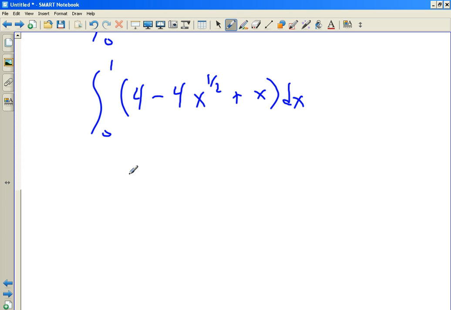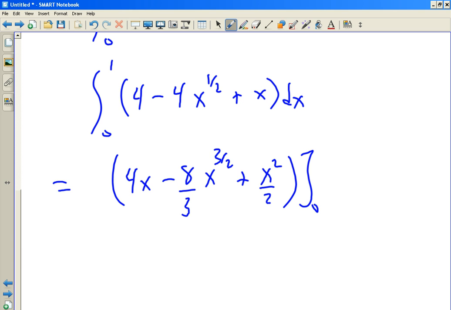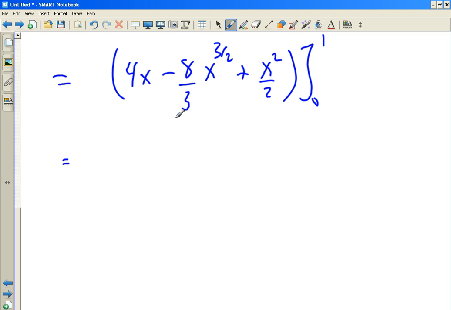All right, anti-differentiate you get. 4 becomes 4x. Negative 4x to the 1/2 becomes x to the 3/2 divided by 3/2, which really means multiplied by 2/3, but I had a negative 4, so that's negative 8/3. Good. Plus x squared over 2. All right, and let's evaluate that from 0 to 1. Again, 0 is nice because it drops out. If it doesn't drop out, fine, plug it in. Plug in 1 is nice, that's easy. It's 4 minus 8/3 plus 1/2, right?